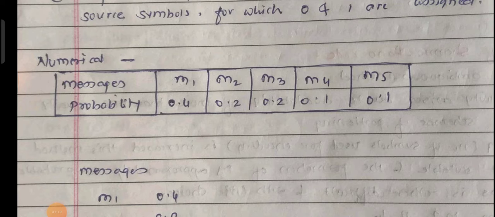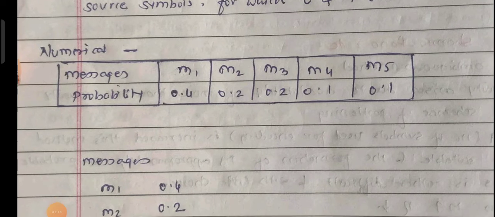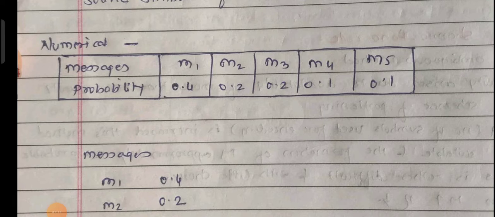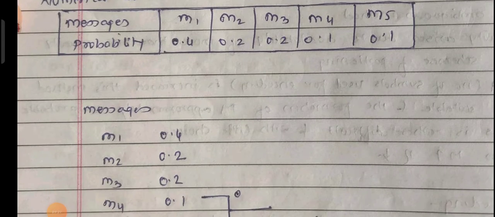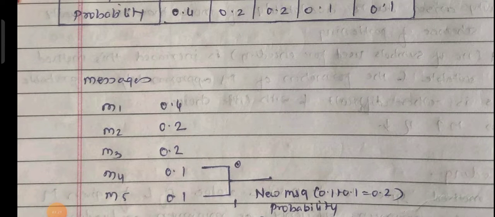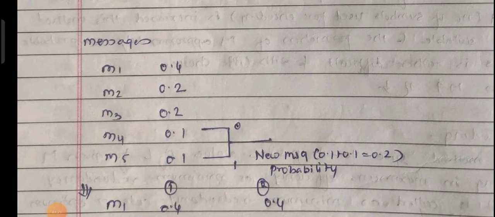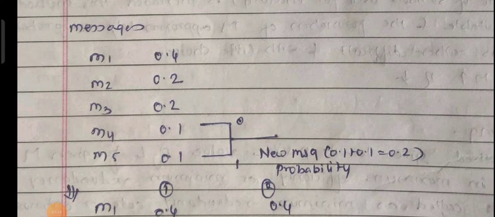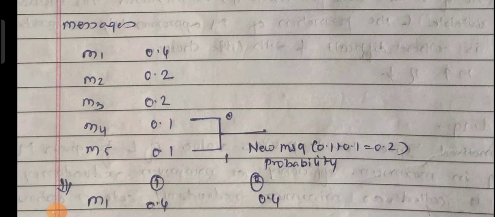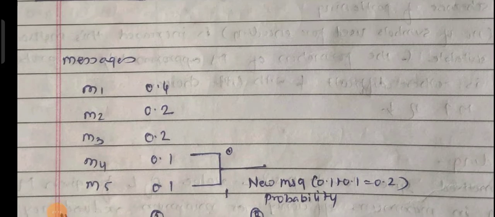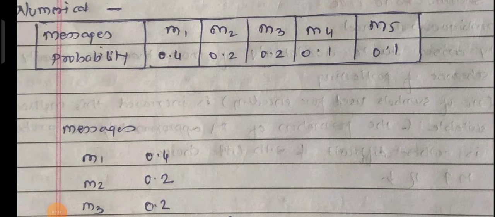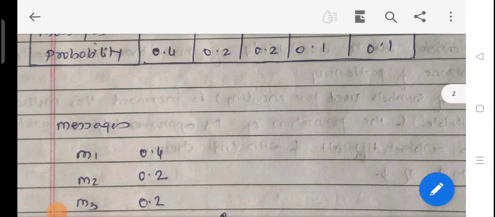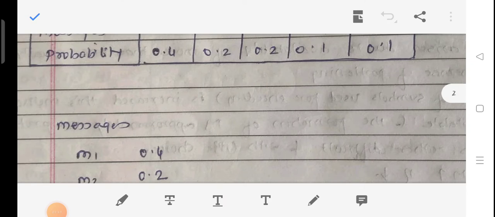And once we get the code word, we can find the code length and we can easily obtain the value of coding efficiency and entropy. So just follow the steps given here in the Huffman coding algorithm or method. The first step in this method is to arrange all the messages in decreasing order of probability. These messages are already given in decreasing order of probability.